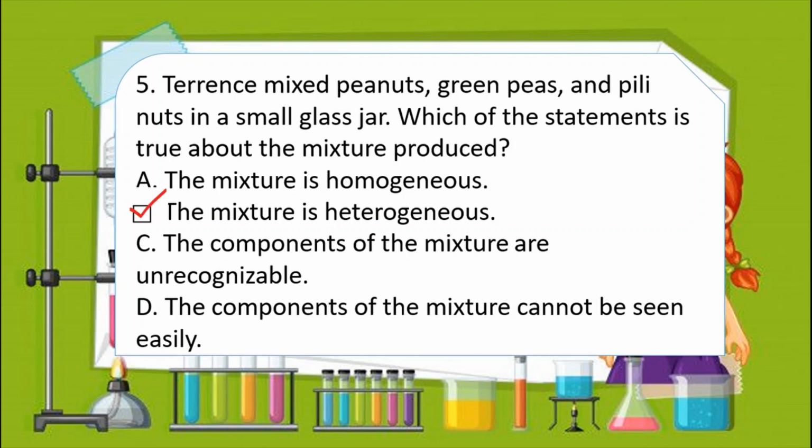Kaya maskin ihalo nimo na si peanut, green peas ug pili, but still makita gyapon nimo kung asa dito si green peas, asa si pili o si peanuts. Okay, that is heterogeneous. Makita nimo sila. You can easily recognize.